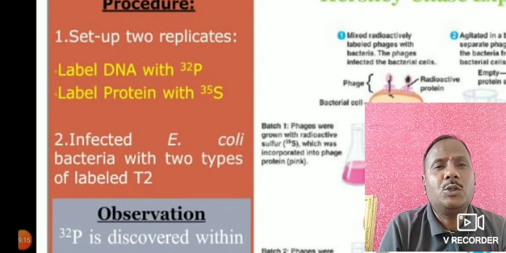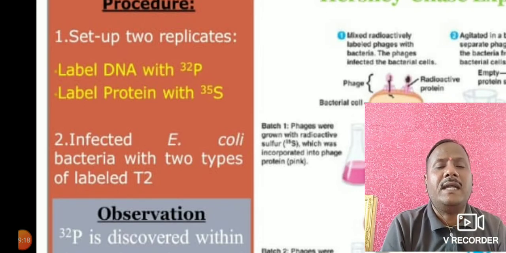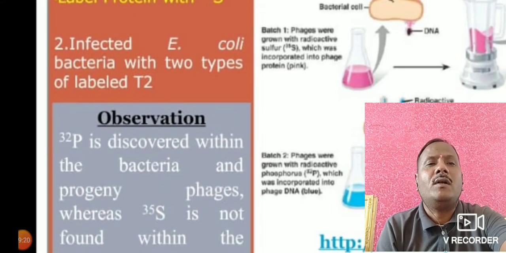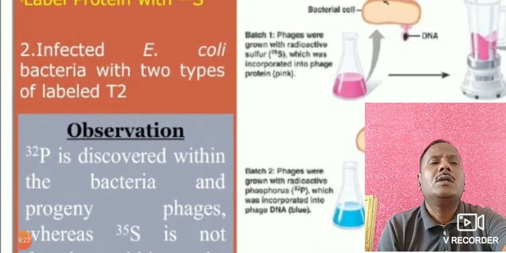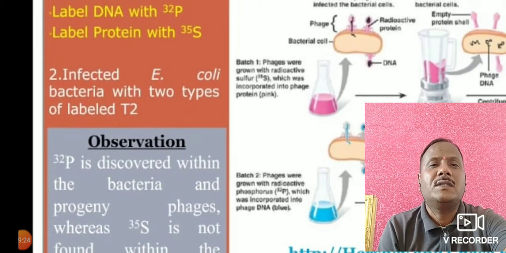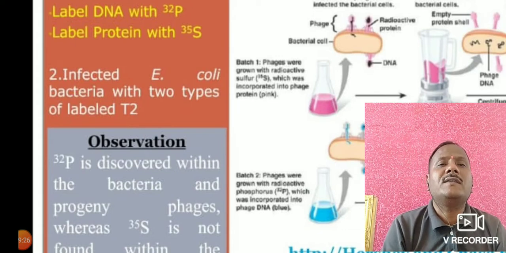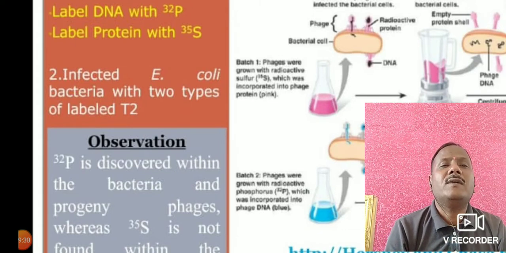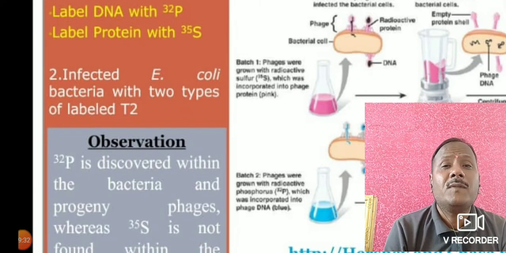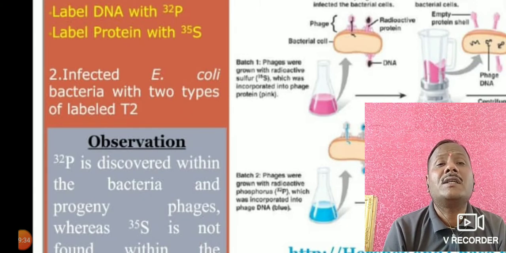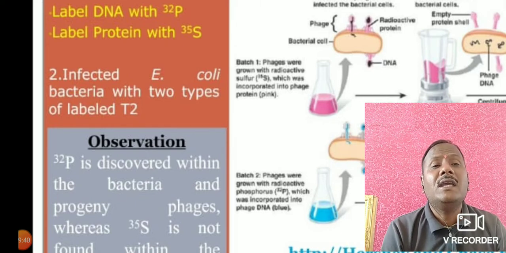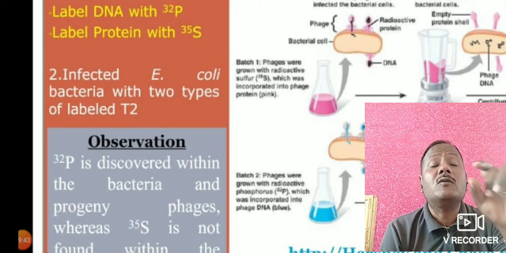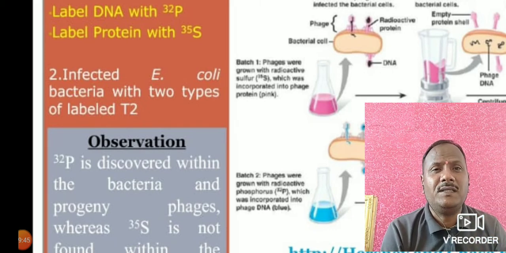DNA with 32P means that they generally use what? They generally use two different radioactive compounds. One is radioactive phosphorus-32, and the next one is sulfur-35. These are the labeled DNA with phosphorus-32 and labeled proteins with sulfur-35. These radioactive compounds are selected in this experiment.